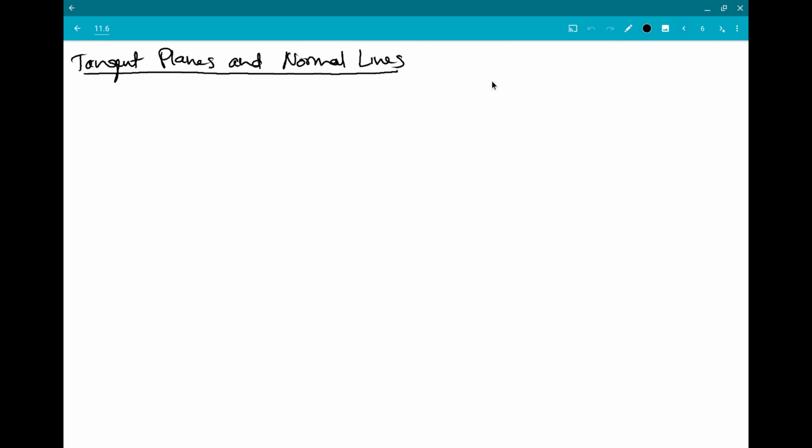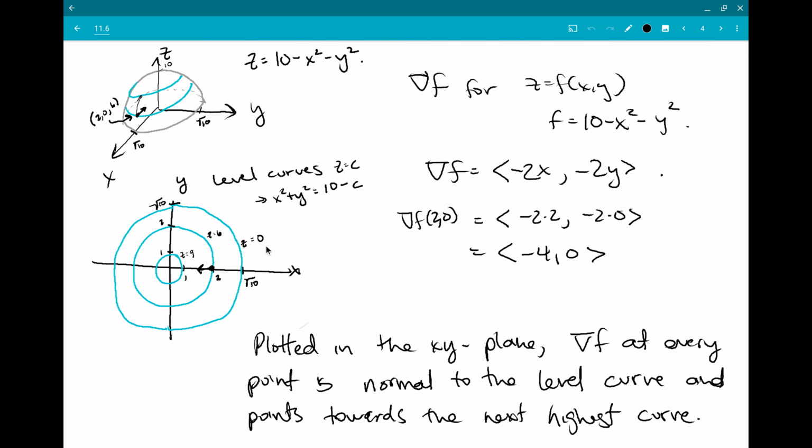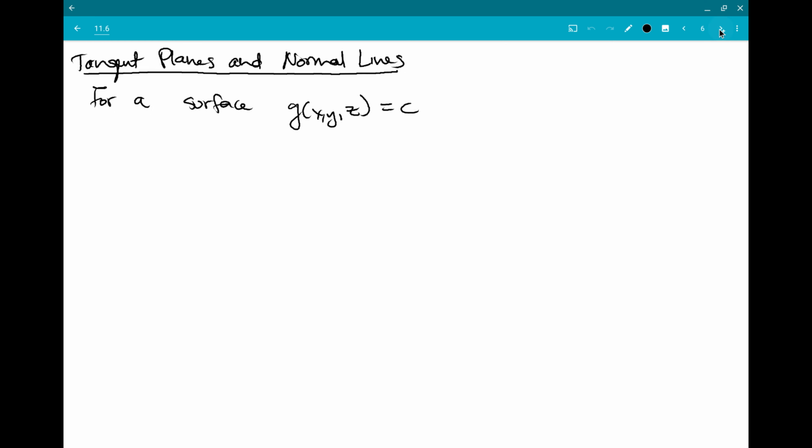So if we're thinking about a surface g of x, y, z equal to some constant, that's going to be a level surface. It's kind of like if you had some g of x, y, z and then set it equal to a number, same thing as we do to attain these level curves, but for a function that depends on z as well.